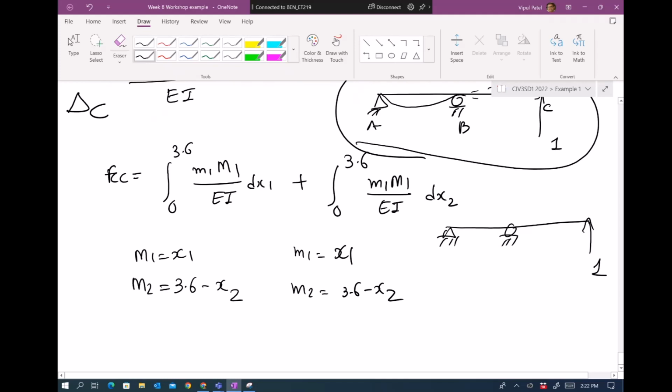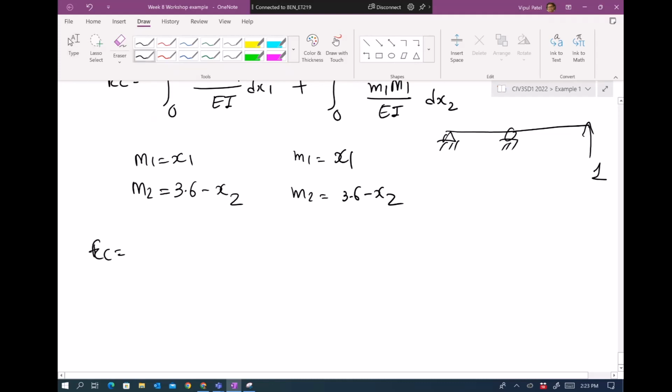Virtual loads go in the same direction where you want to find a displacement. Right? So you have real structures. This is virtual structures. For the real structures, M1 is x1. If you make a cut here, then you will get x1. If you make another cut here, you get 3.6 minus x2. For this virtual, you make a cut here, you get x1, small m1. If you make a cut here, 3.6 minus x2. Right? Or it will not work, I'm not sure.